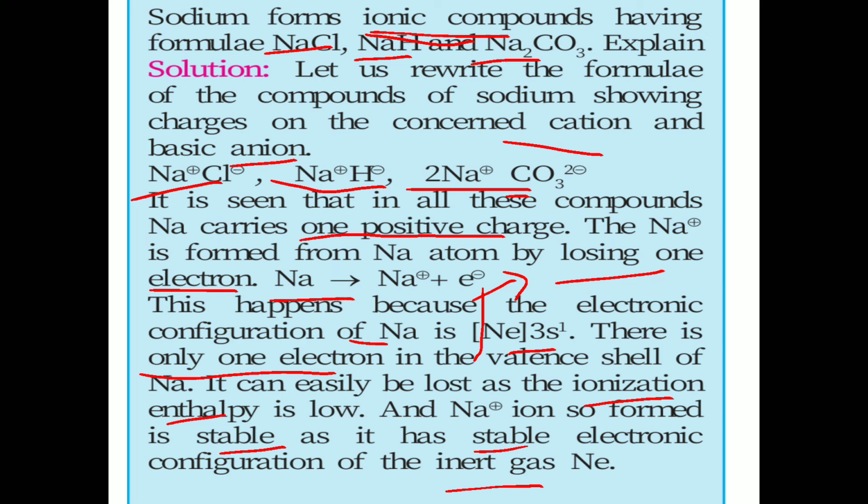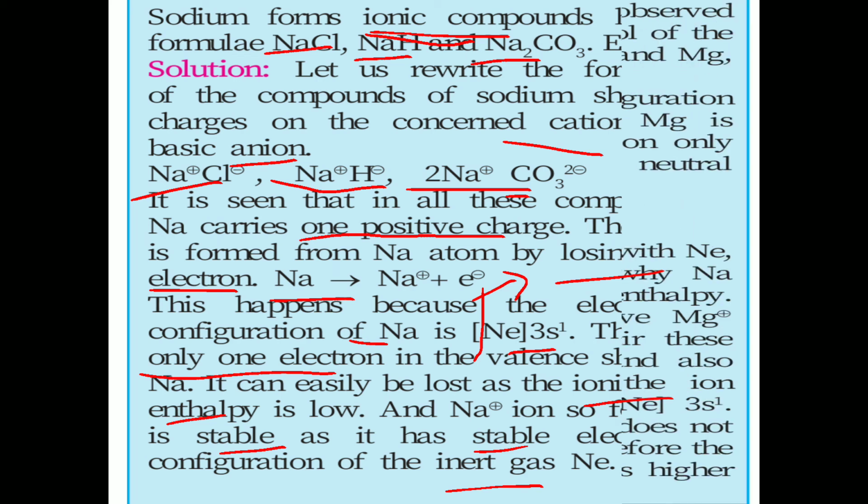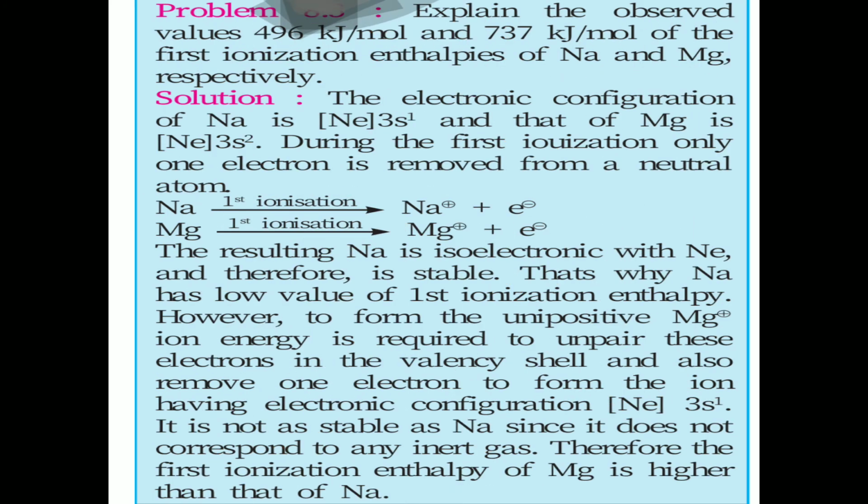Same we have to find in NaH and Na2CO3. Now the next example is related to the ionization enthalpy. Explain the observed values of 496 kJ per mole and 737 kJ per mole of the first ionization enthalpy of sodium and magnesium respectively. That means we have to show how the ionization enthalpy increases when we compare sodium and magnesium.